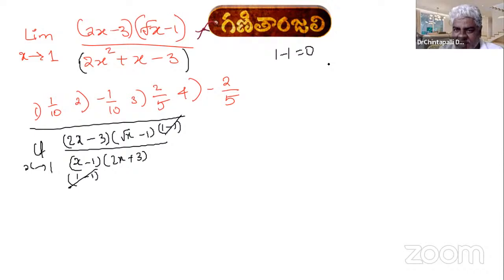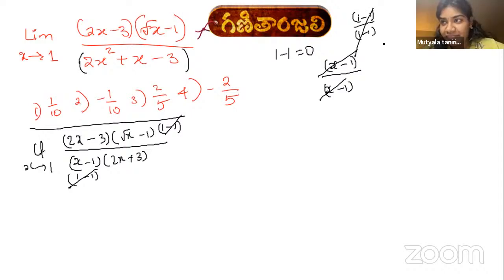We can cancel x minus 1 by x minus 1. I'm telling one interesting fact in this discussion. You may ask me one question, we did it in the same way. Let's come to this question first. We may cancel x minus 1, but we can't cancel 1 minus 1 by 1 minus 1. Cancelling 1 minus 1 by 1 minus 1 means cancelling 0 by 0. That is nothing but hitting the dead end.